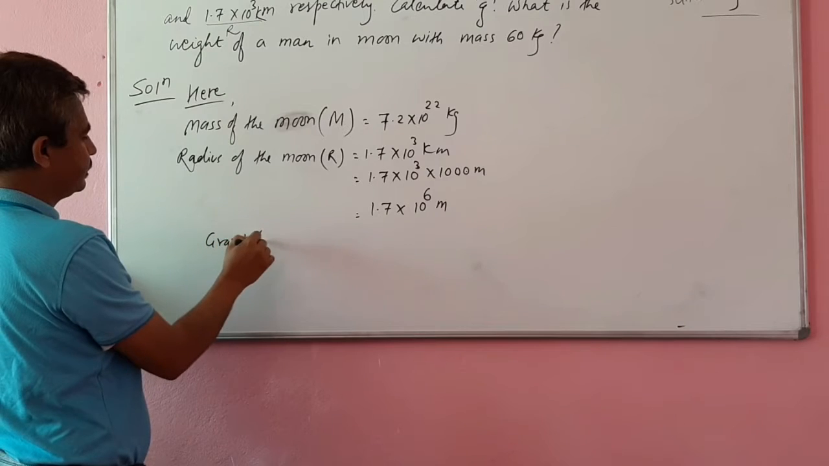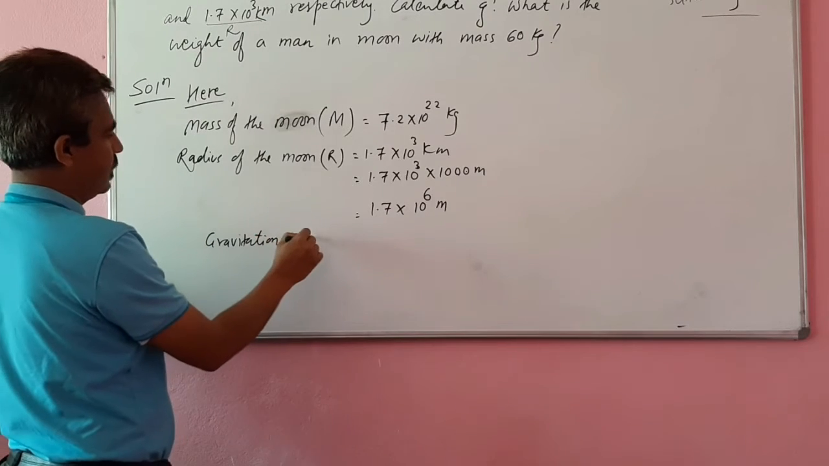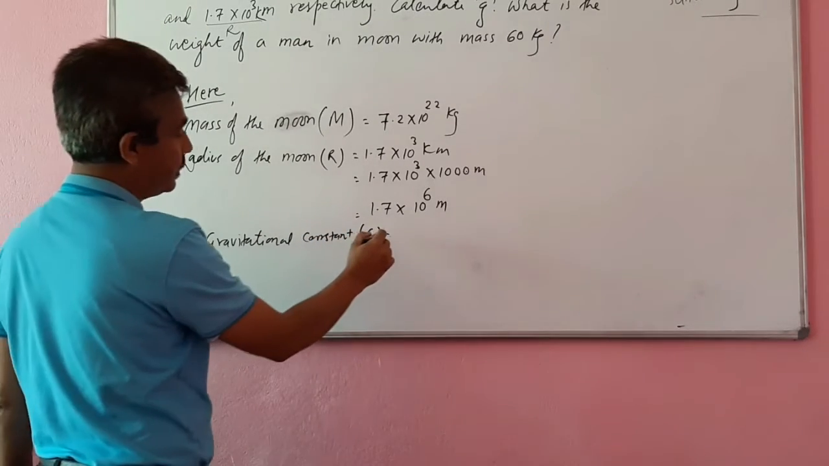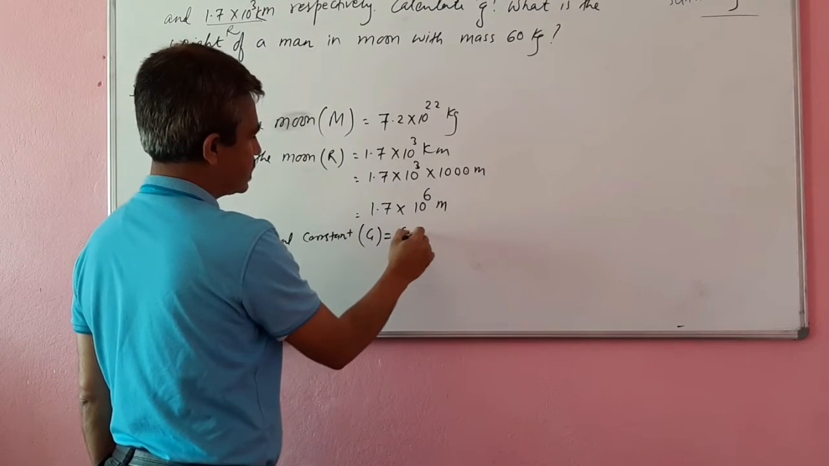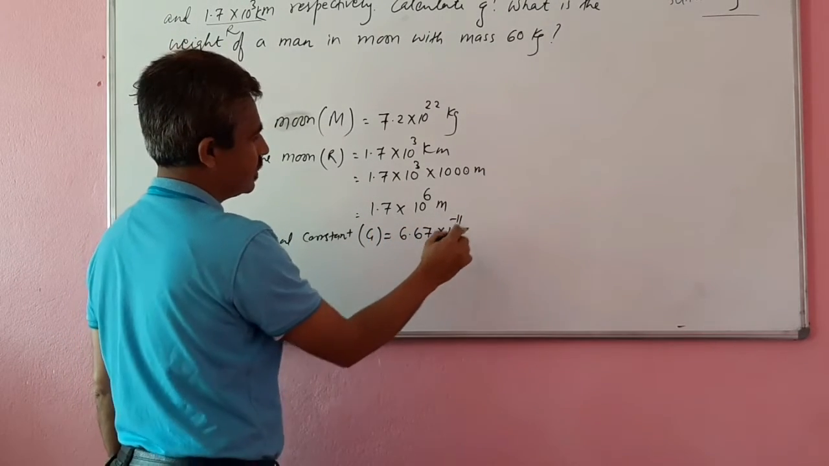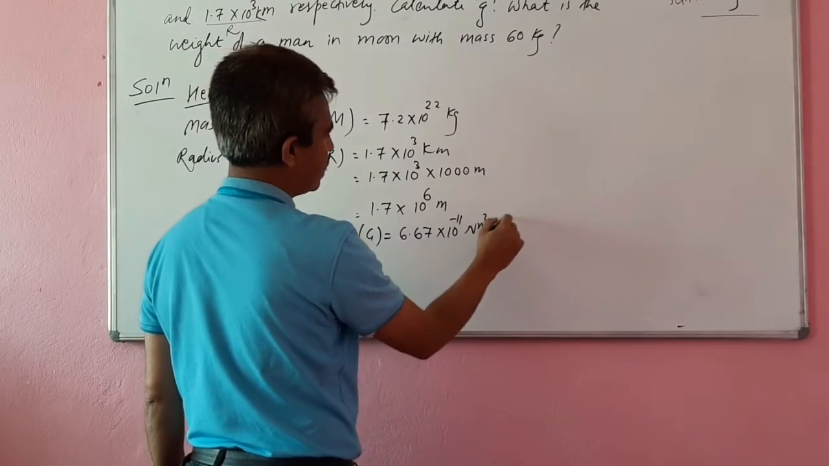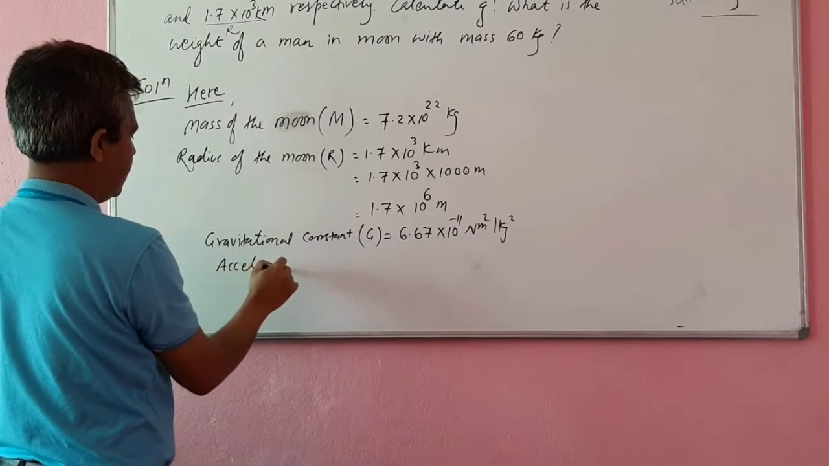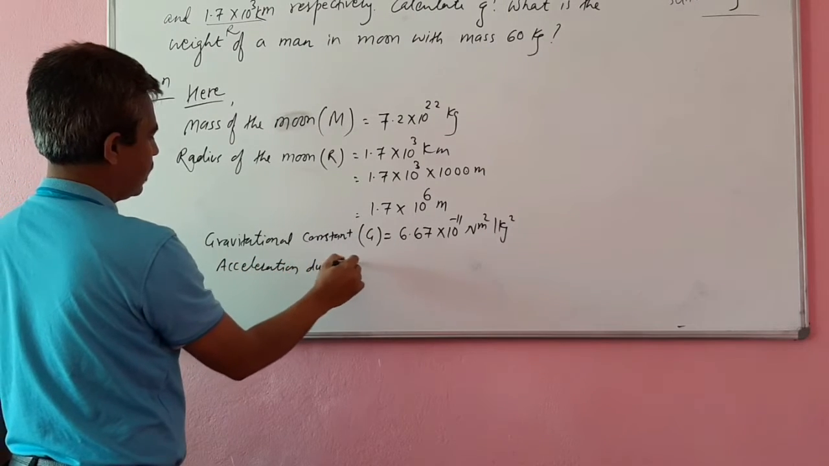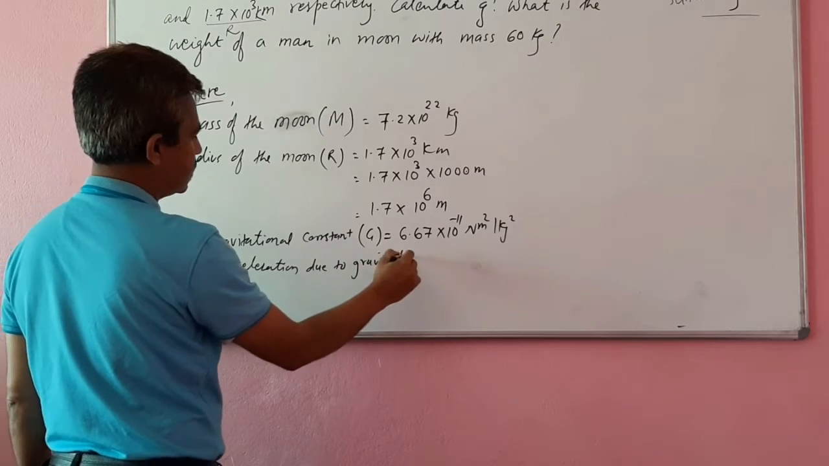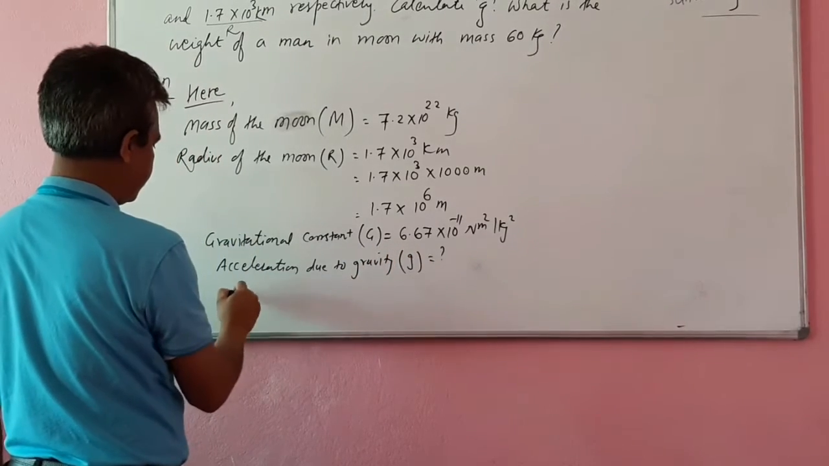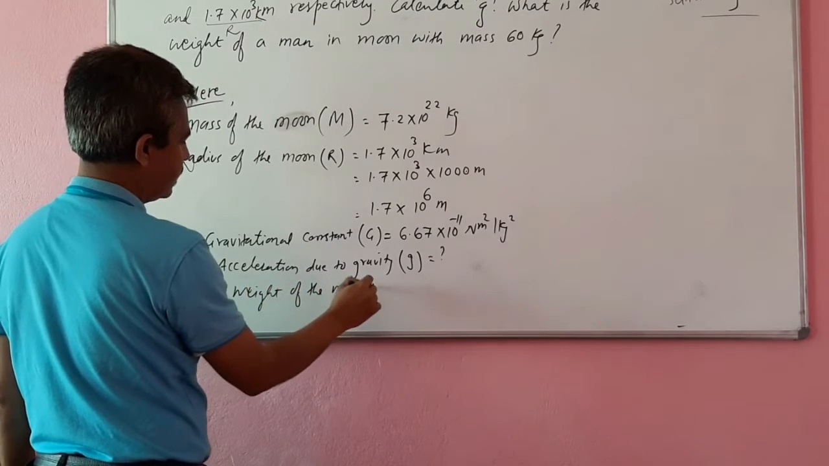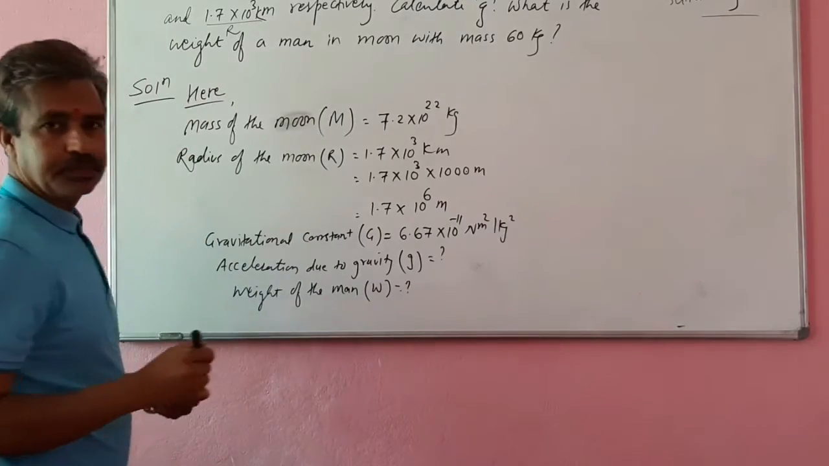Gravitational constant, capital G. What is the value? That is 6.67 times 10 to the power minus 11 Newton meter square per kg square. Acceleration due to gravity, small g equals to what? Weight of the man, W equals to what?